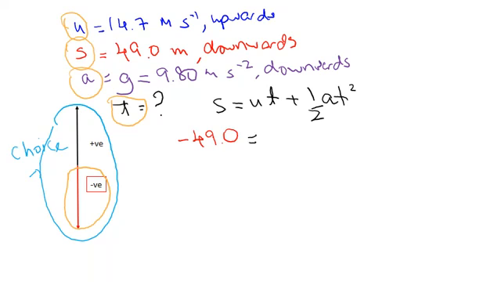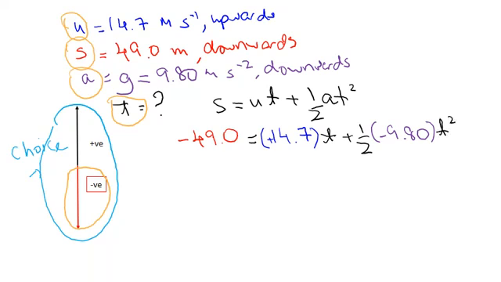Obviously, this is equal to u times t plus half at squared. So u is 14.7 meters per second, upwards. So now it is positive 14.7 multiplied by t. t is what we have to calculate. And of course, plus half. The value of a is 9.80. I must put a minus sign because gravitational acceleration is downwards, and I'm taking vectors downwards as negative. This will be t squared.